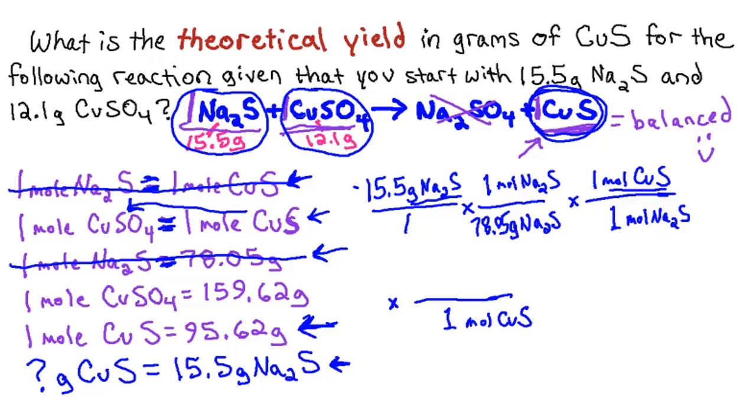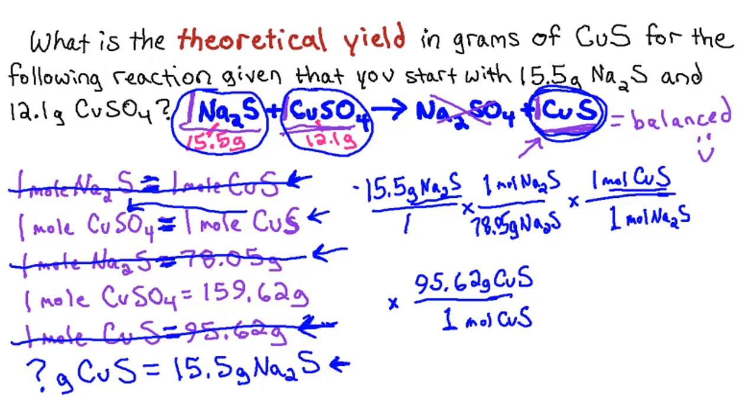We're going to put 1 mole of CuS in the bottom, and on the top of the fraction, we're going to put that 95.62 grams of CuS. And we can cross that out because we just used that. And the other two items in our data table are about CuSO4, and we're not dealing with that right now, so we don't need to use those.